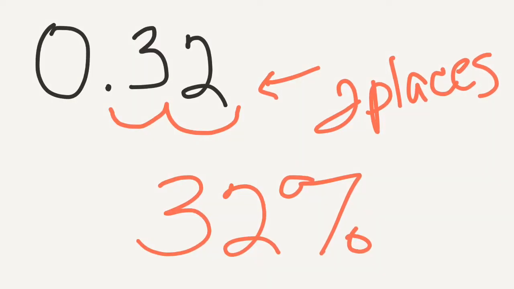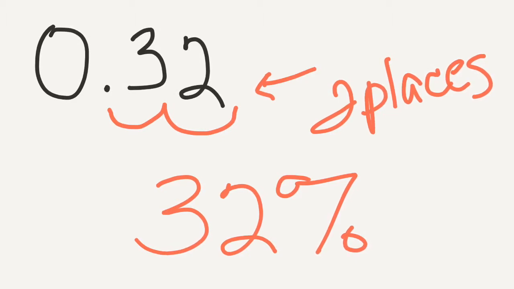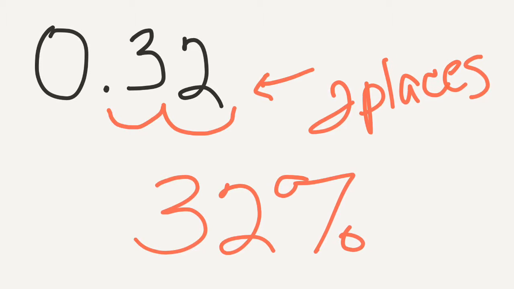Percentage notation is written when you take a number and you move the decimal place. For example, we have 32 hundredths. We move the decimal place 2 units to the right, and that gives us 32%.